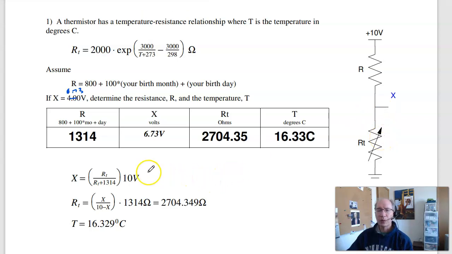From voltage division, I know that the voltage is R over R plus 1314 times 10 volts. Solving backwards, the thermistor resistance is the voltage over 10 minus voltage times 1314, which is 2704 ohms. Plugging 2704 into the thermistor equation and solving for temperature gives you 16.329 degrees Celsius.